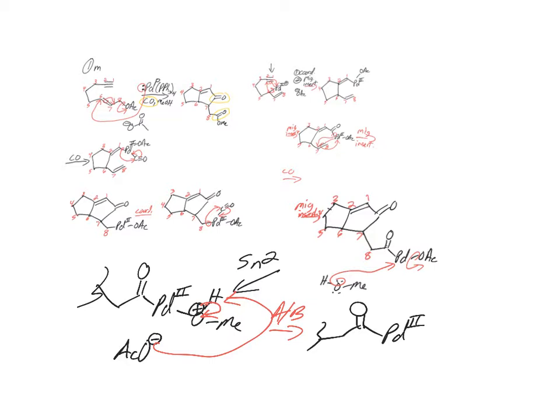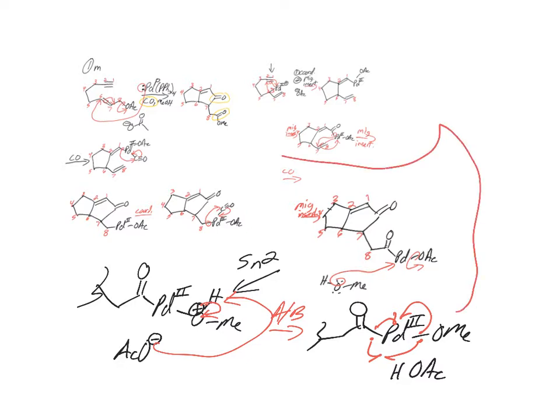You have palladium-2. Now with the OMe on it, we just made acetic acid. The last step we're going to need to do is just reductive elimination. Two electrons go back to the palladium, single-headed arrows, and make the OMe bond. And that leads us to the final product, and that's just a reductive elimination.